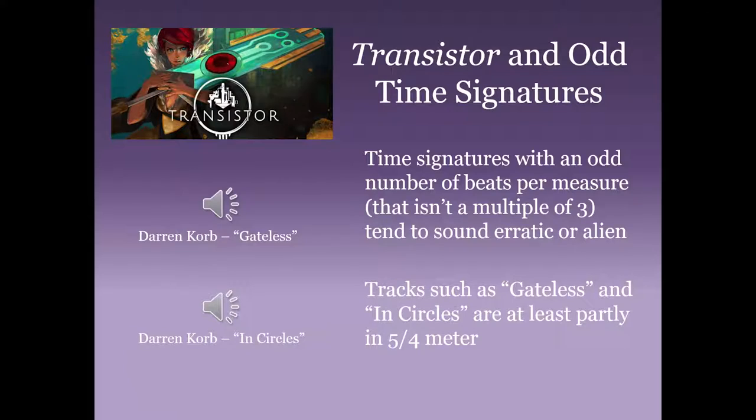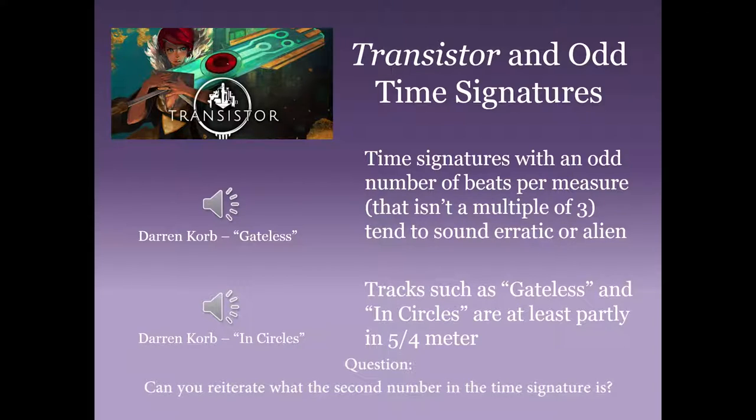First thing I'm going to talk about is Transistor, which is a game I'm very, very fond of. Transistor has a couple of weird time signatures for a few of its tracks. The most common time signatures are either a multiple of two or a multiple of three, but 4-4 is probably the most common time signature you will ever see. Most songs use 4-4. 3-4 gets used occasionally when you want a slightly different sound. Sometimes if you want it to sound dance-like, you use 3-4 because that's the waltz tempo. 2-2 is just a faster version of 4-4. But then there are weird ones, like 5-4 or 7-8.